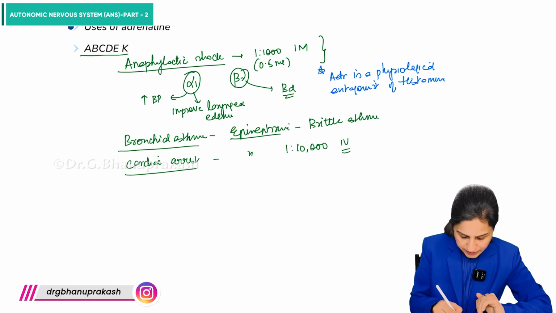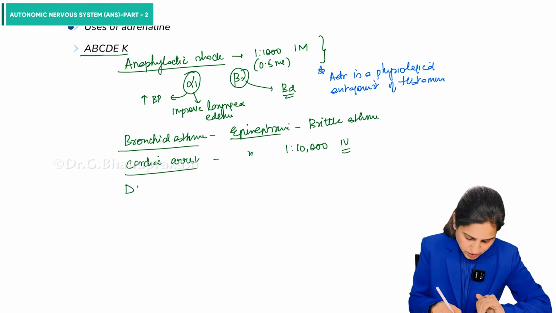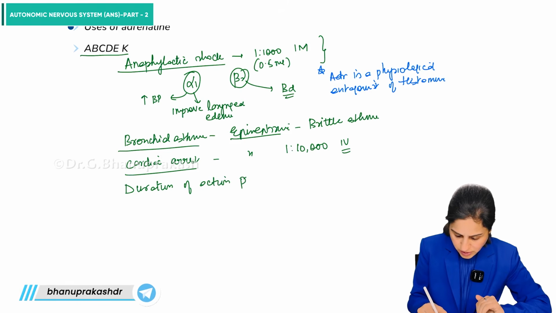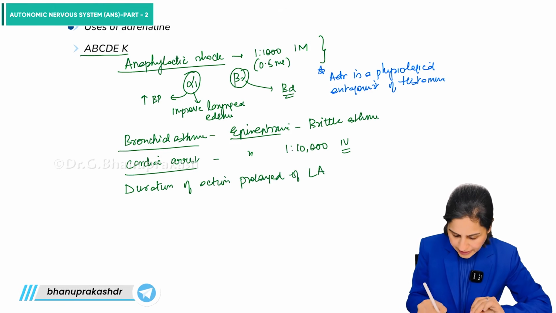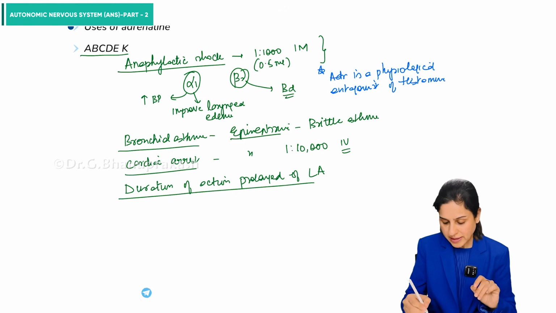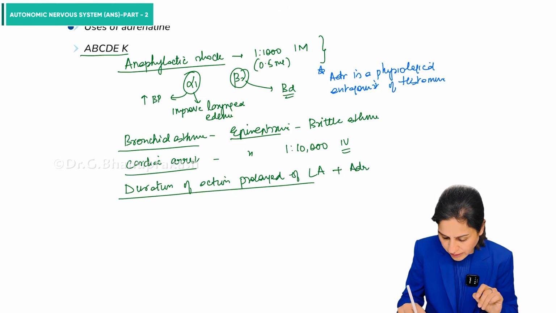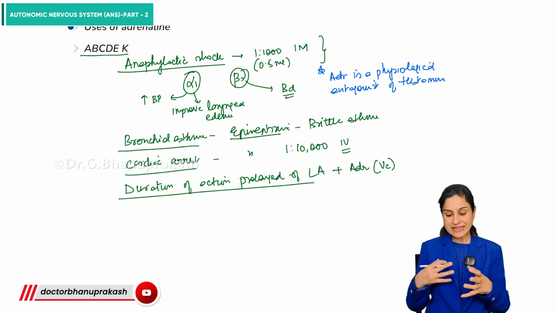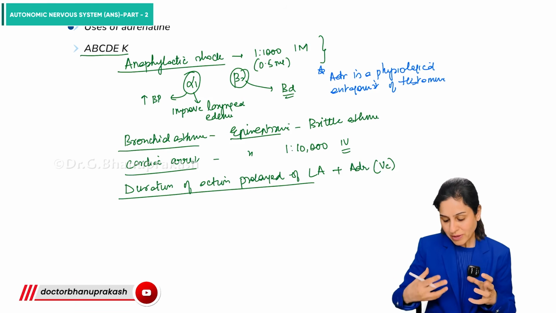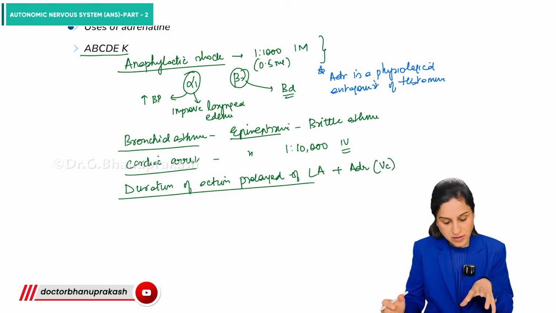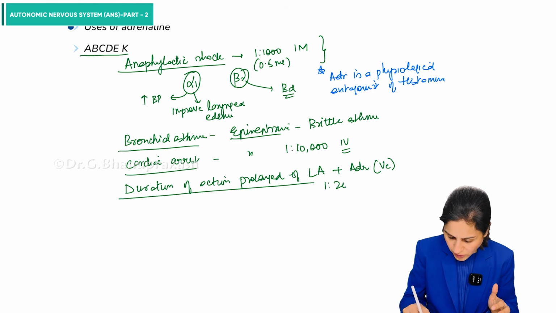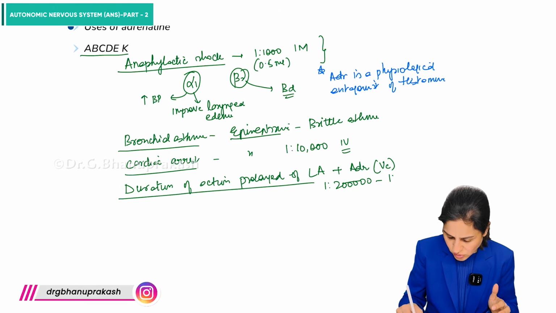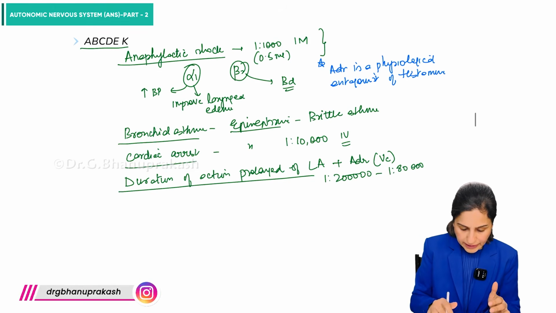Alright, then we have D. D stands for duration of action prolonged. Of whose? Of local anesthetic. So it prolongs the duration of action of local anesthetic because we use adrenaline with them, which works as a vasoconstrictor. So it will decrease the systemic absorption of local anesthetic from the site where it is given. So increase the duration of action at that particular area. So it can be given in strength of 1:2 lakhs to 1:80,000.